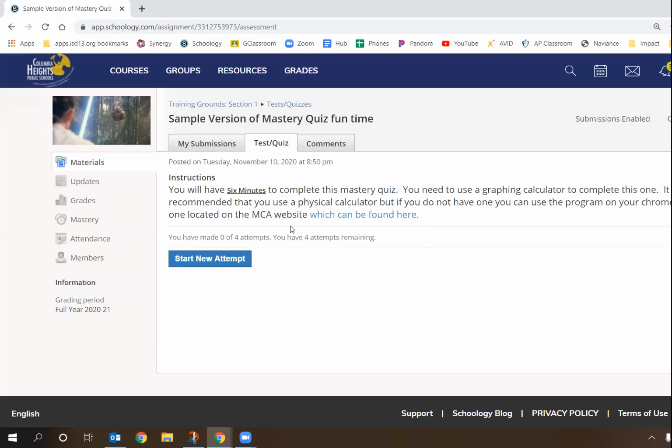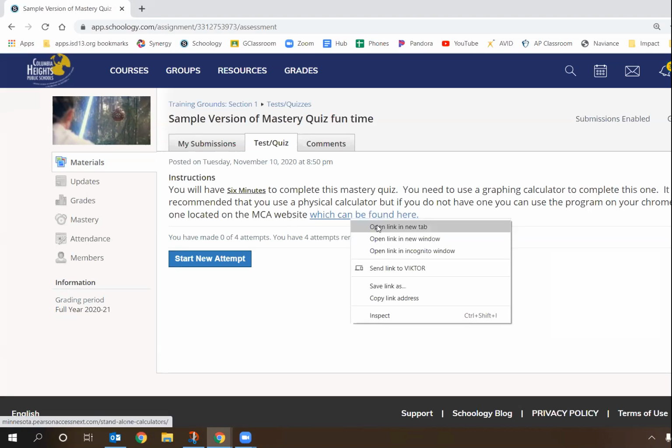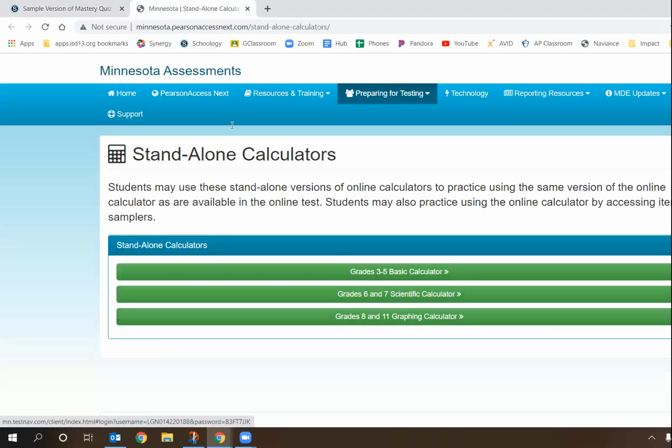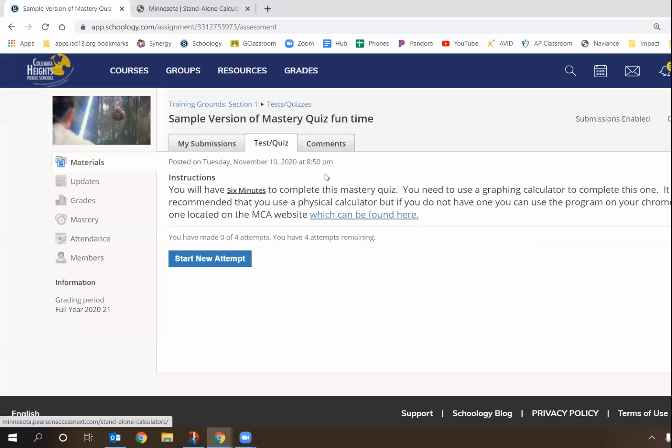You've got a couple options. Rumor has it that there is an emulator on your Chromebooks. I have yet to actually confirm that. But when I was building them, I was using the MCA website one. I actually wasn't using this one because I wanted prettier pictures. And also I had to take a picture, which you'll see in a minute. So if you want to use the Minnesota standalone calculator, you can click on this little hyperlink that I posted.